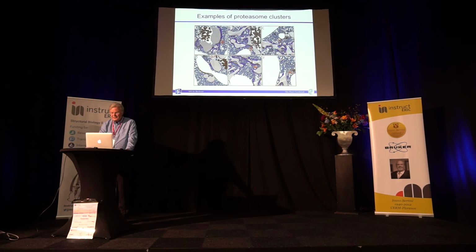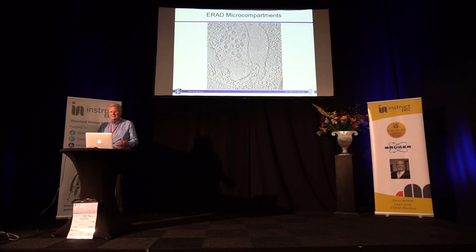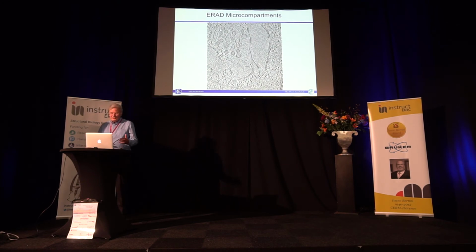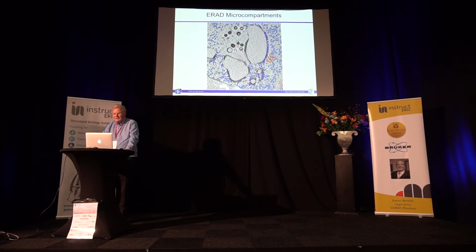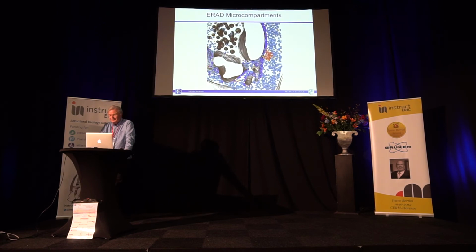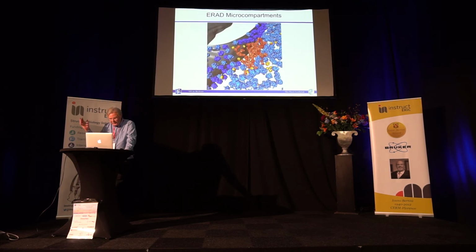So we can zoom in on those, and we can do a molecule-by-molecule analysis. We did not use template matching here. We simply picked the particles in those clusters and classified them. So we had distinct classes to which we could apply subtomogram averaging. So we can, again, map back the two components we find. The two components are the 26S proteasome and CDC48, the AAA ATPase, which is believed to be involved in the retrotranslocation of the misfolded protein.